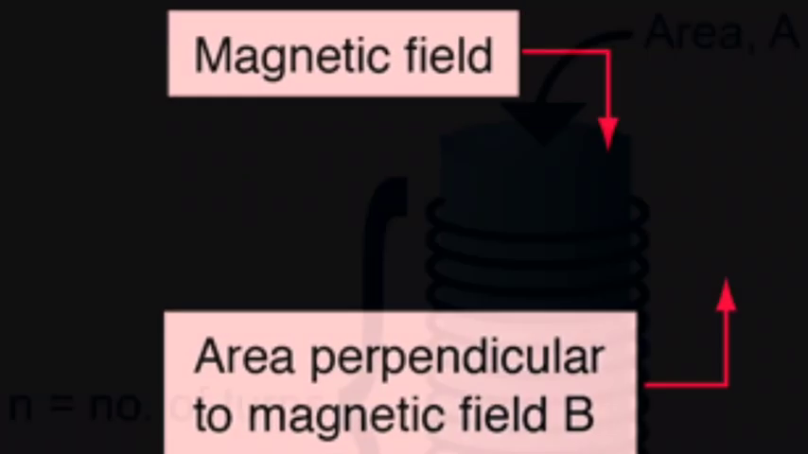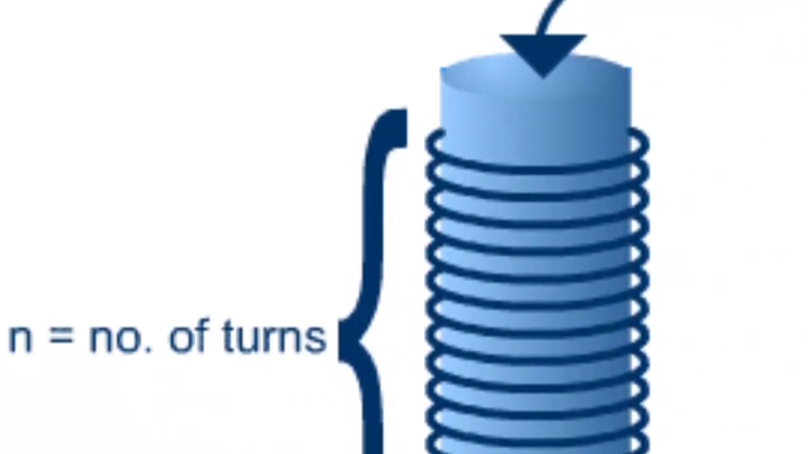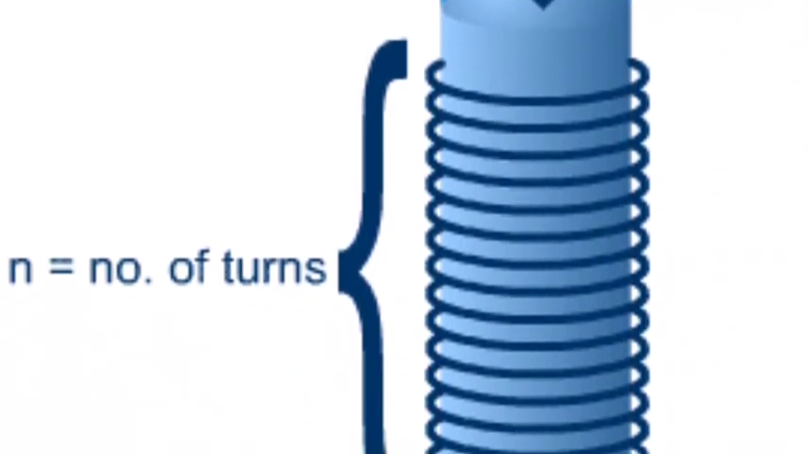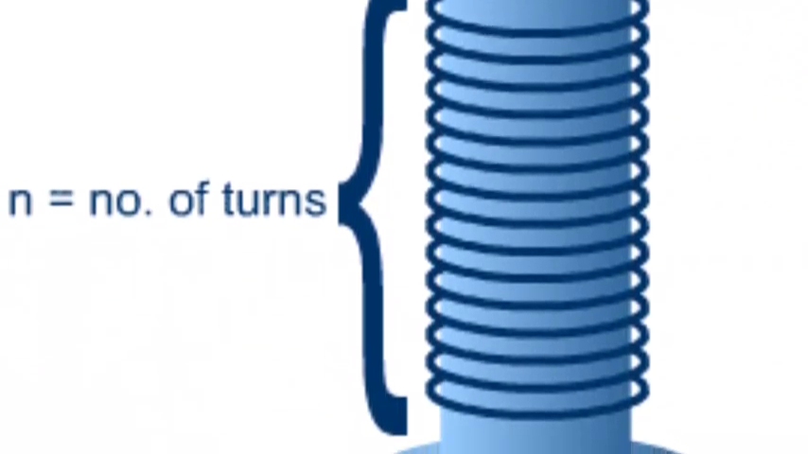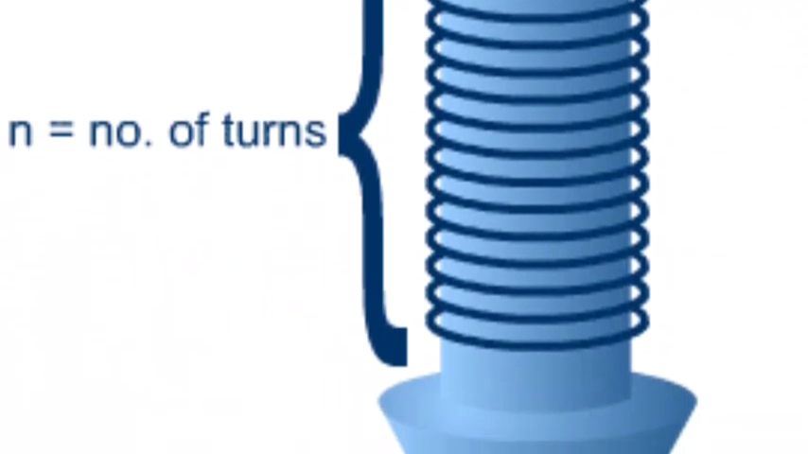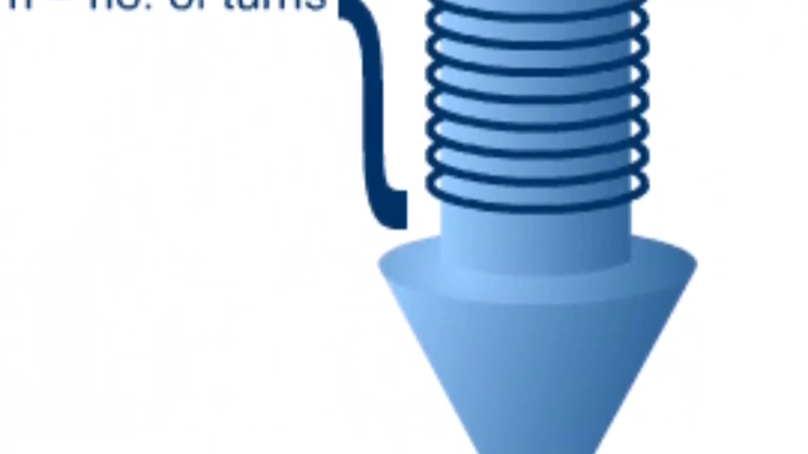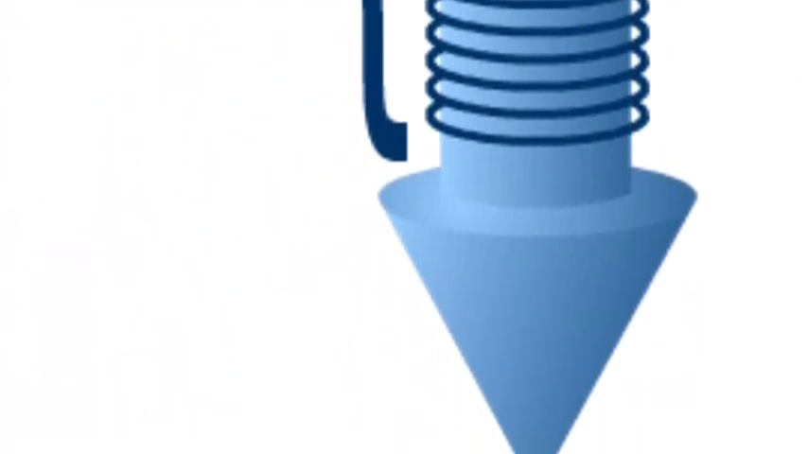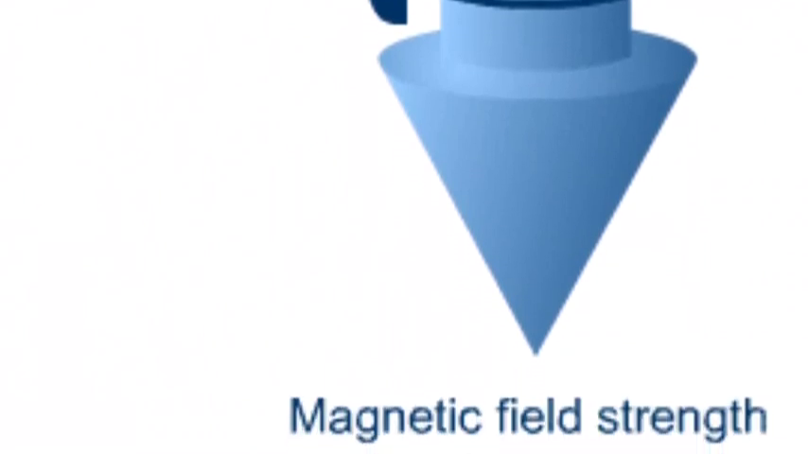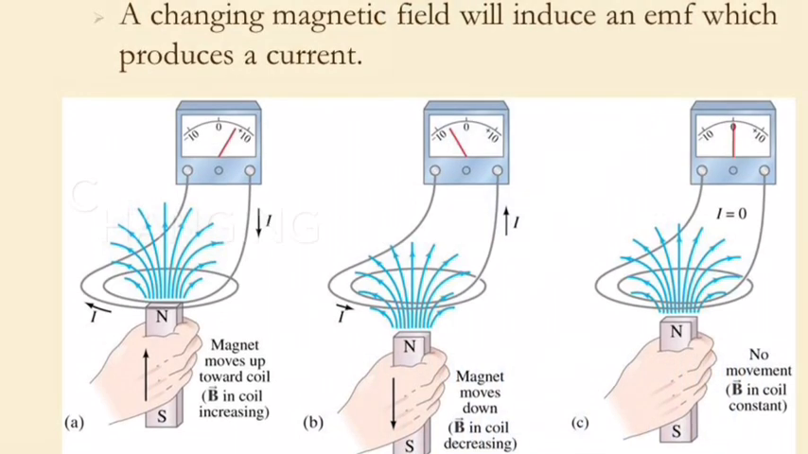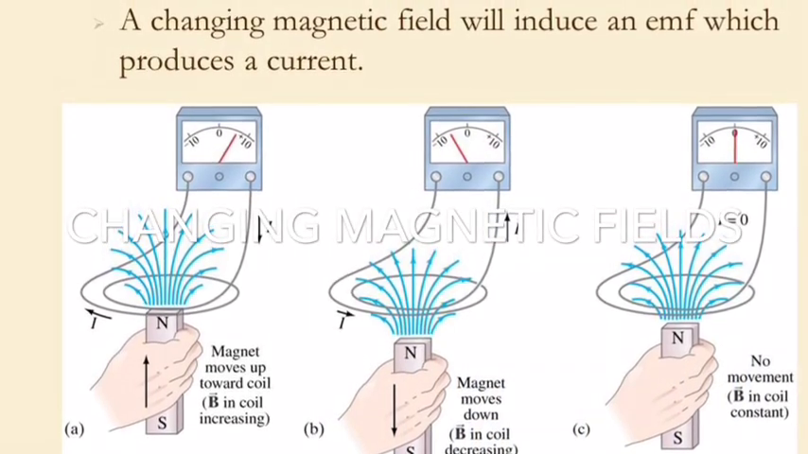This lets us put n number of turns into the formula, leading to the flux linkage formula: flux linkage is equal to phi n, or in extended form, flux linkage is equal to the magnetic field strength times area times cos of the angle between the flux and the normal, times n turns. Now we may continue with changing magnetic fields.